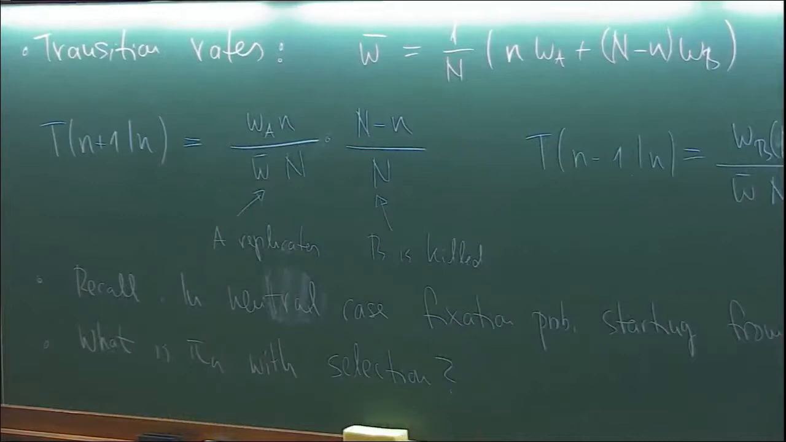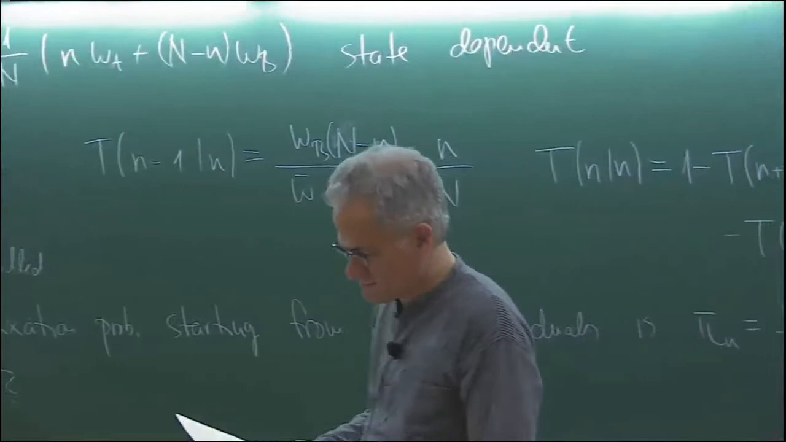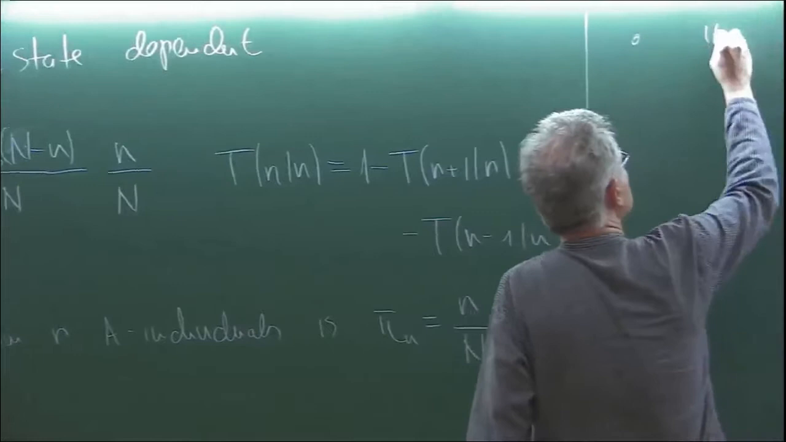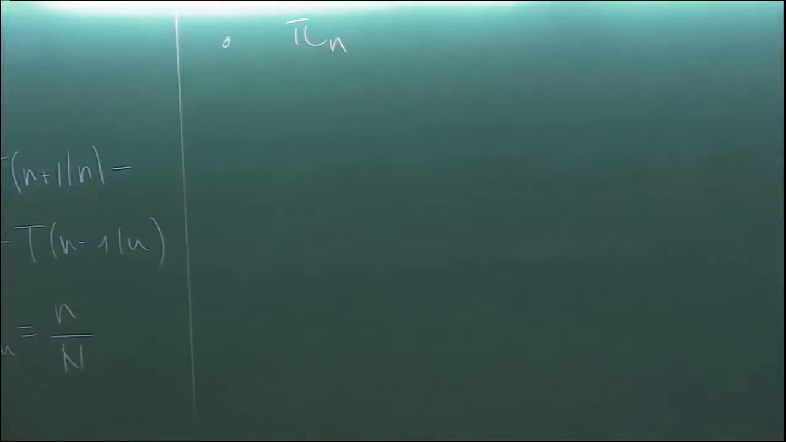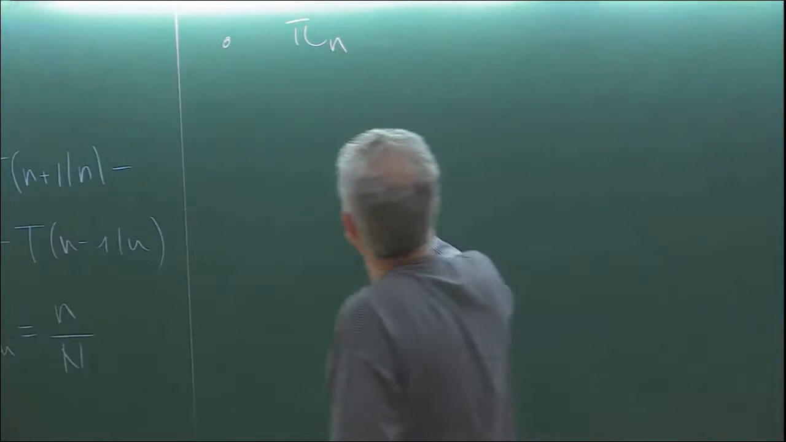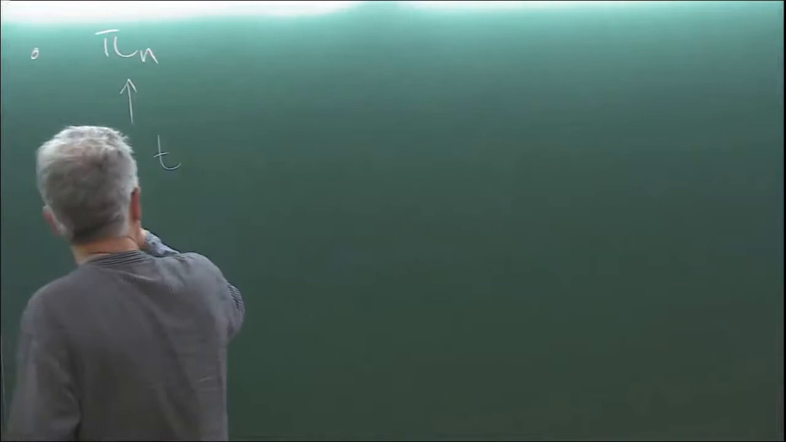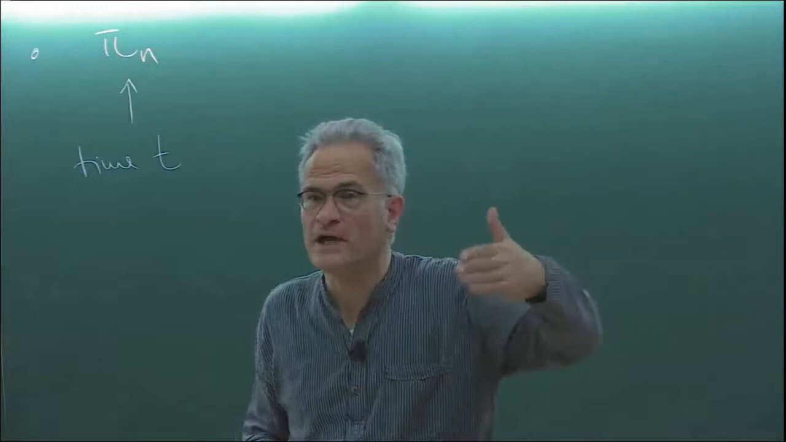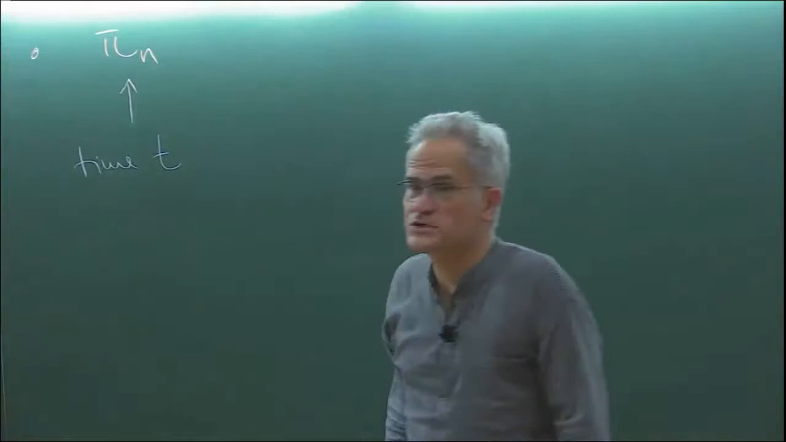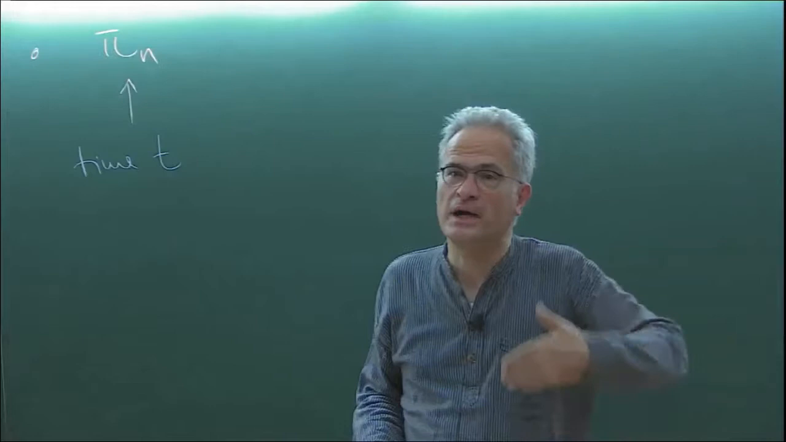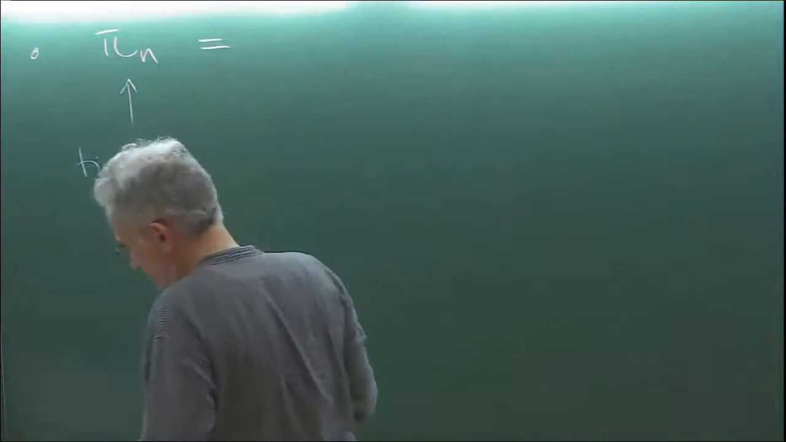Okay, so the idea is the following. Let's look at a certain time step. Let me consider the process at time t. From that time on I'm sitting in state n, and my fixation probability is pi n. Okay? And now I do one time step forward in time. So I evolve the system forward in time. And what can happen in the next time step? So there are these three possibilities.